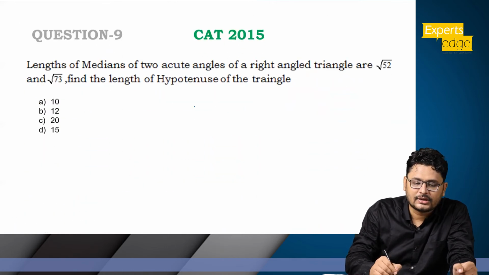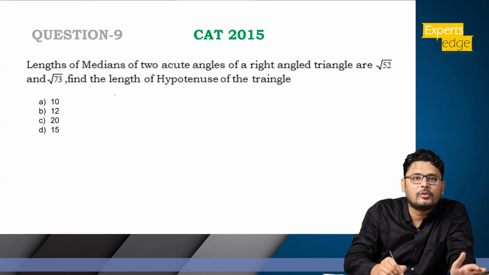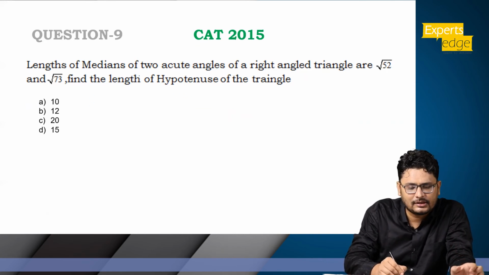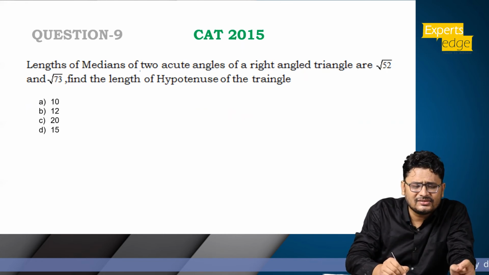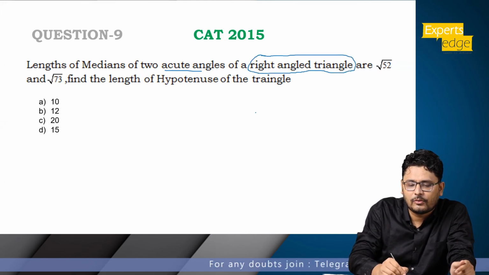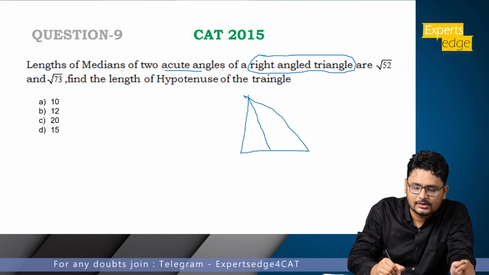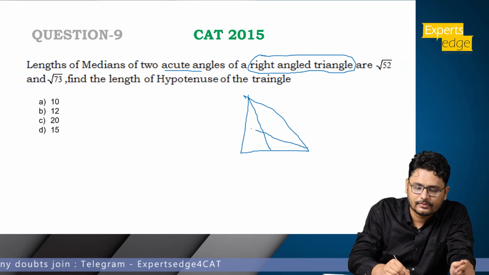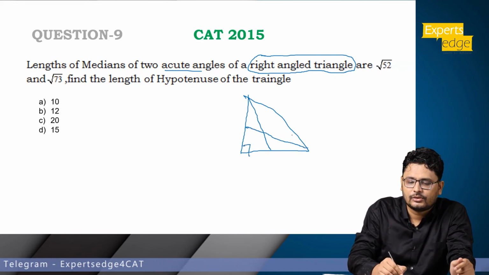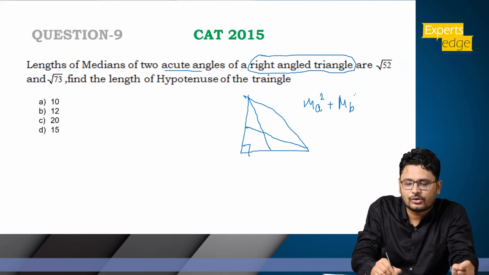Yeah, question 9, this came in CAT 2015, and as you can see, it's a direct application of the formula. What is that formula? Let me write it here. It's the lengths of the medians of the two acute angles of a right angle triangle, right? Here the triangle is a right angle triangle. If there is a right angle triangle with two medians like this, and this is 90 degrees, then median on A square plus median on B square should be equal to 5 times median on C square, right?